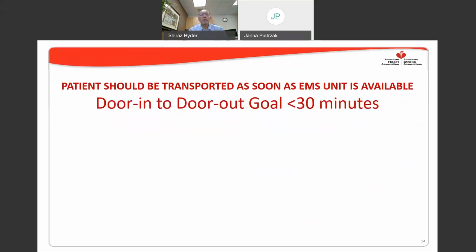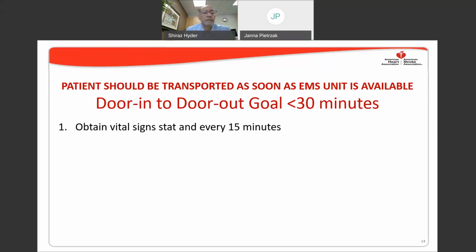So what is our goal as we are trying to have the patient be transferred? The main goal is to have the EMS unit be available as soon as possible. The door in to door out goal should be less than 30 minutes. So what can you do during that time while you're waiting for the EMS unit to arrive and transport the patient? There are some basic simple things that you typically do anyway, but we'll go over those one more time.